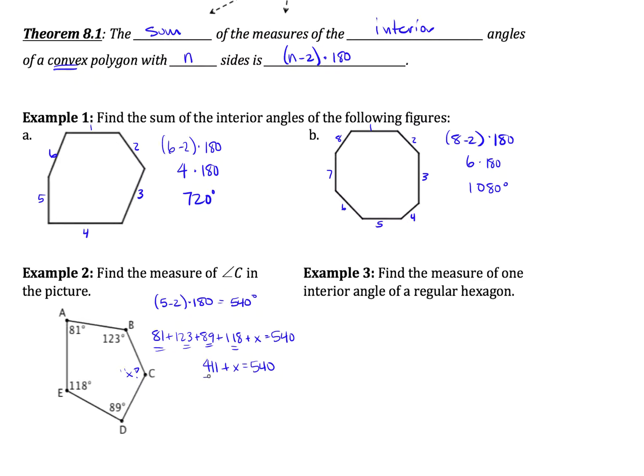Now all I need to do is subtract the 411 from both sides, and that will tell me that x equals 129 degrees. So the measure of angle C there is 129 degrees.